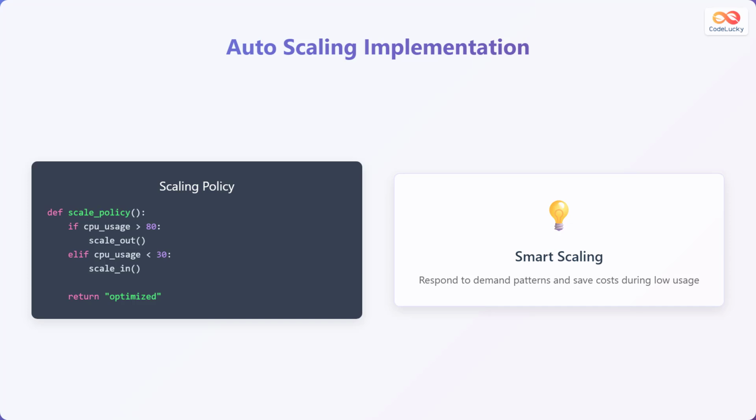Here is an example of auto-scaling implementation. In this example code, a scale policy is defined. If central processing unit usage is greater than 80%, scale out. Else, if central processing unit usage is less than 30%, scale in. Therefore, it returns optimized. By using smart scaling, you can respond to demand patterns and save costs during low usage.